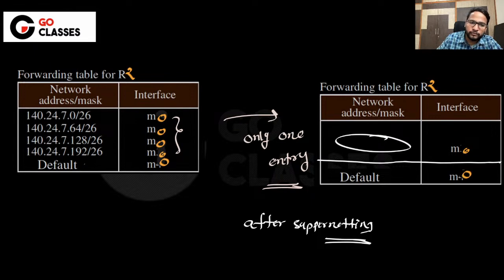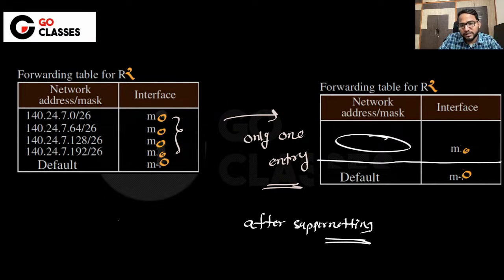Now, for that, we will examine all of these networks, and since the interface is common. See, one very important thing about supernetting is that the interface must be common. If this is M1 and this is M0, you can never do the supernetting for these two networks. So the interface must be common. This is the first criteria.